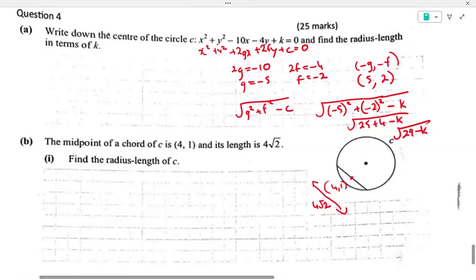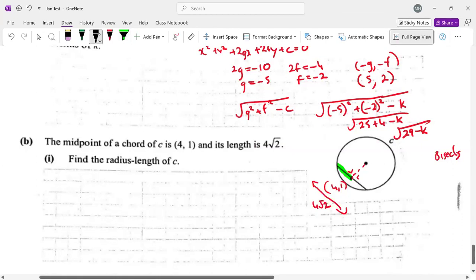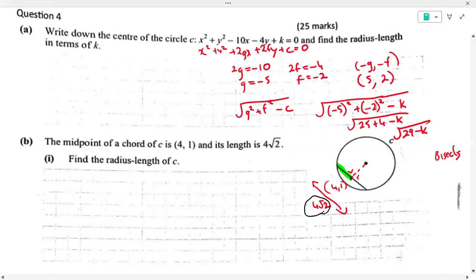Now, we learned something very important in class, and that is when the radius comes down onto a chord, it bisects it and it meets it at 90 degrees. So those two facts are really important. Because it bisects, we immediately know that this bit is half of the length of the chord. So instead of 4 root 2, the green bit is 2 root 2. Now, we know the center from the start of the question is (5, 2).